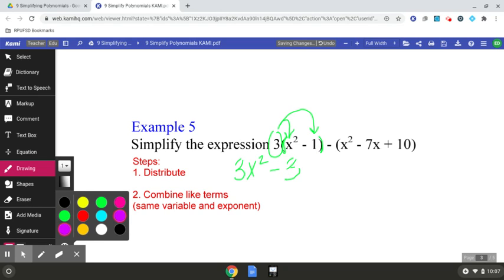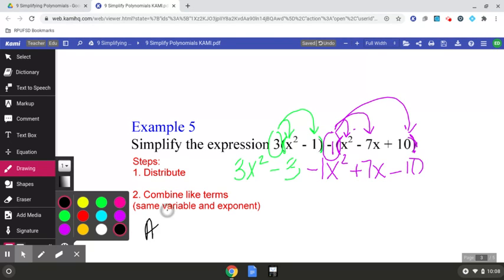Now into that second parenthesis, because you do have parentheses here, there is no number outside of it, but technically there is a 1 there, an imaginary 1. So you are distributing a negative 1. So negative 1 times x squared just makes it negative 1x squared. Negative 1 times a negative 7x makes that a positive 7x. And then a negative 1 times a 10 would be a negative 10.